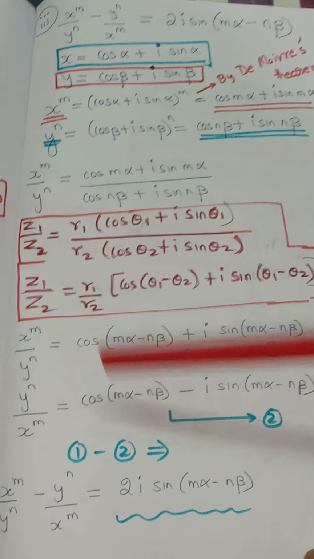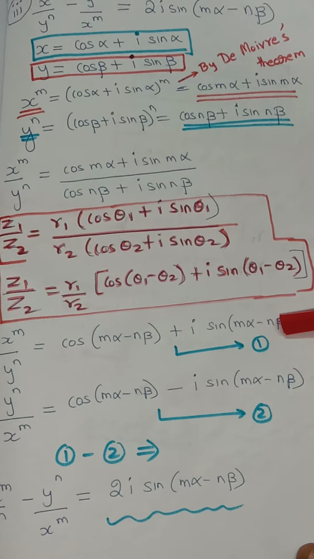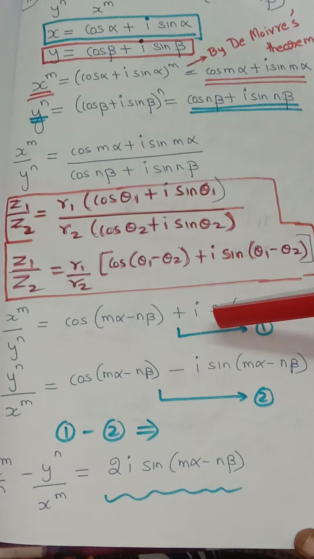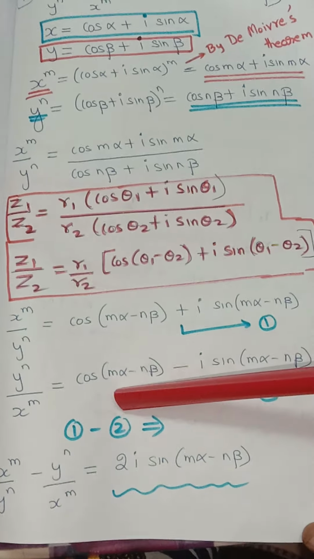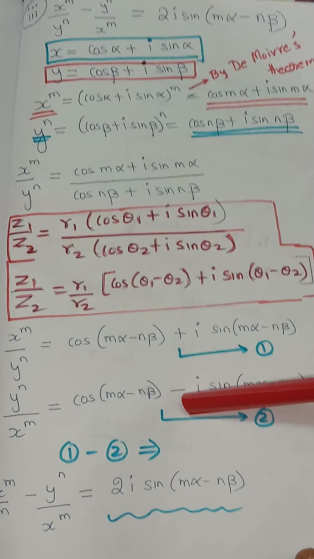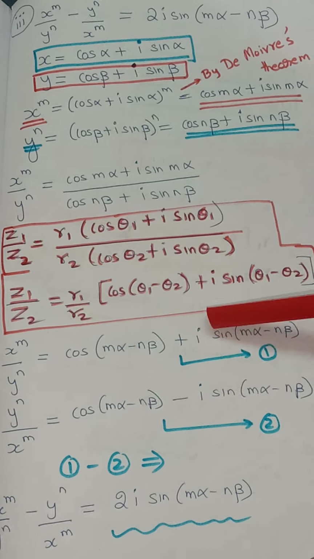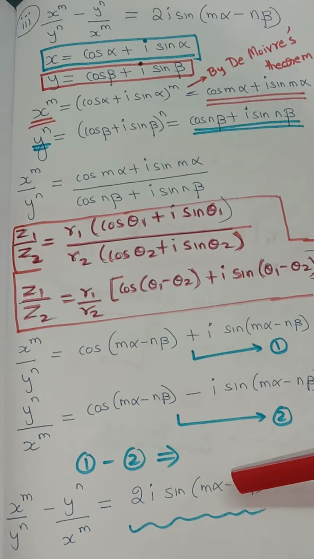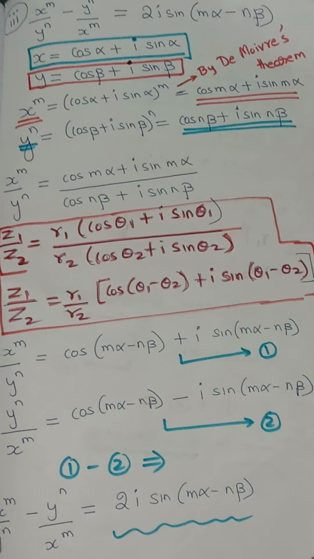Now I know both the values. According to the question, I have to subtract. So let me put this as equation number 1 and this as equation number 2. Now when I subtract, here I will have minus, so this term gets cancelled. When I put a minus here, since there is already a minus, it will become plus. So I have to add these two terms. So I will have 2i sin(m alpha minus n beta), which is the required answer.